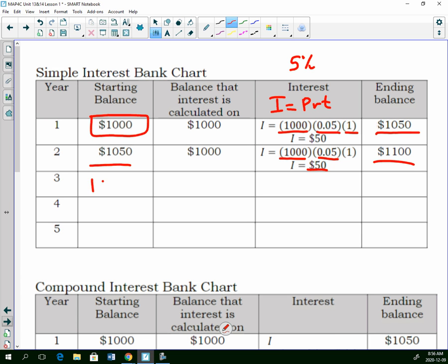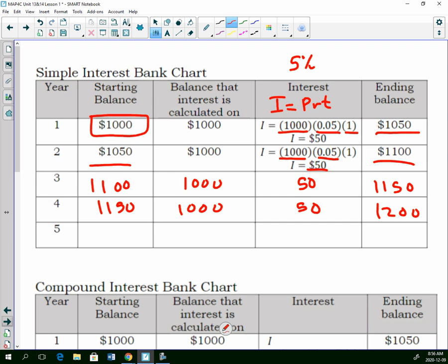So now you have $1,100. But the interest is calculated on the original $1,000, so you're getting another $50. Now you have $1,150. Interest is based on the original 1,000, you're getting another $50, and now you're at $1,200. Every single year you're getting $50. That's not going to change.